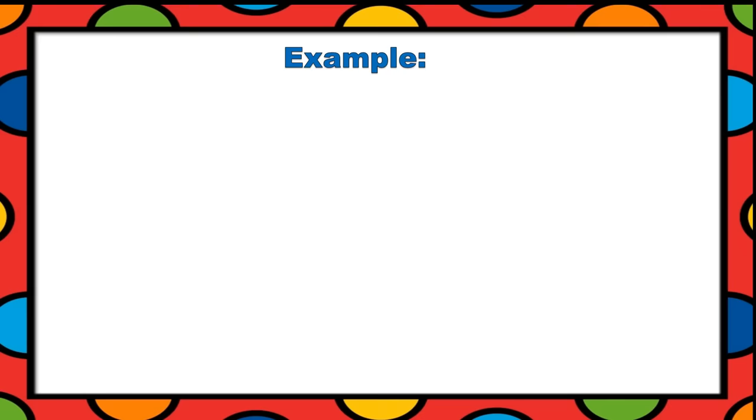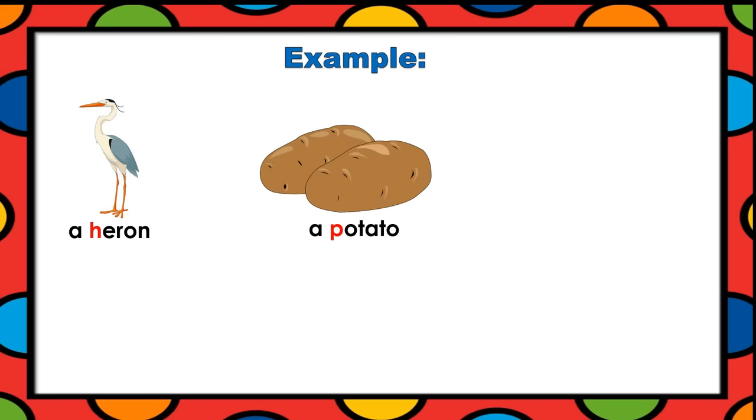Example, a heron. The word that comes after a is heron. Heron starts with the letter H, which is a consonant. A potato. The word that comes after a is potato. Potato starts with the letter P, which is a consonant.